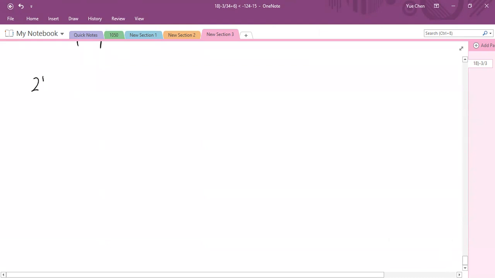Number 25. Solve the system of linear equations.